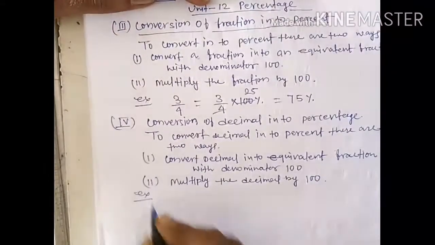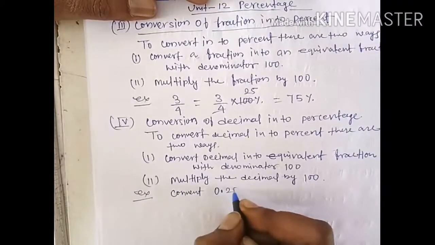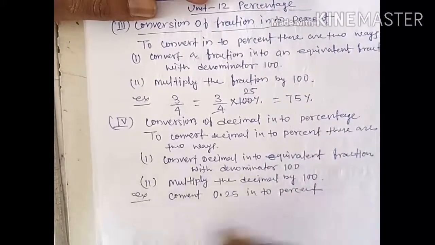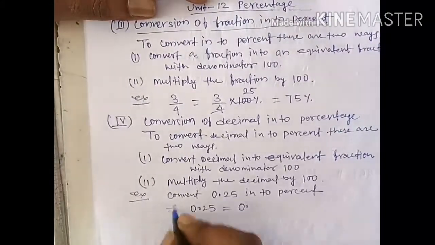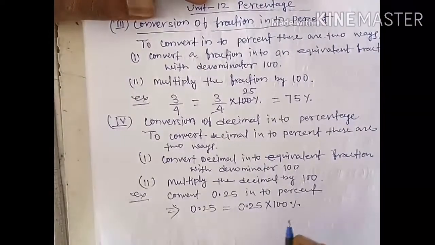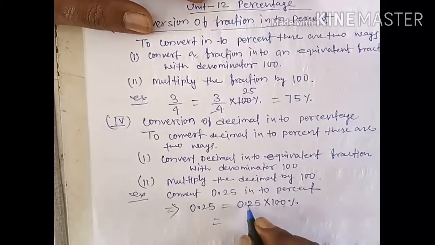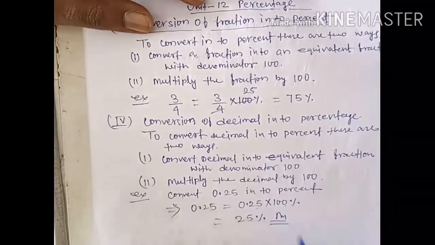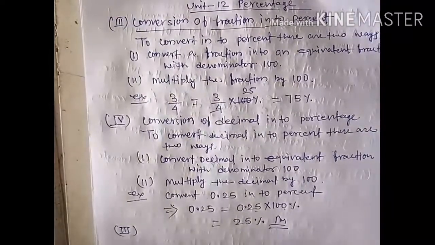For example, suppose if you convert 0.25 into percent, we simply multiply 0.25 by 100%. So when you multiply by 100 any decimal number, then decimal shifts 2 digits right, and simply we write 25%. This is the answer.